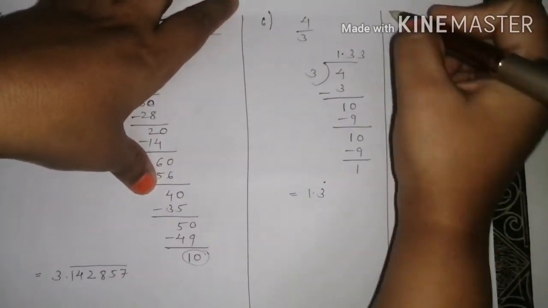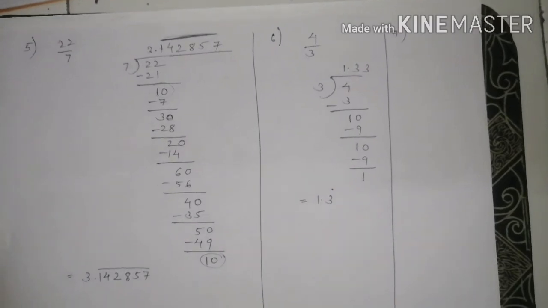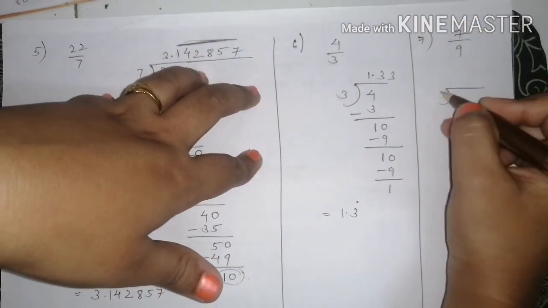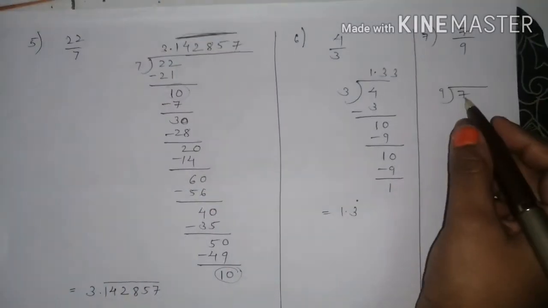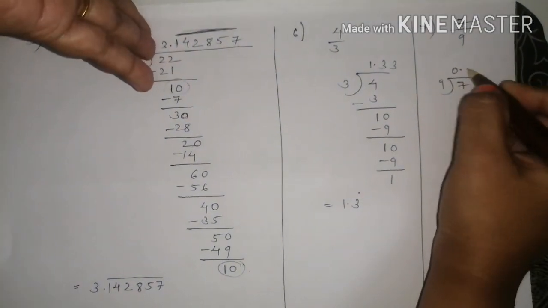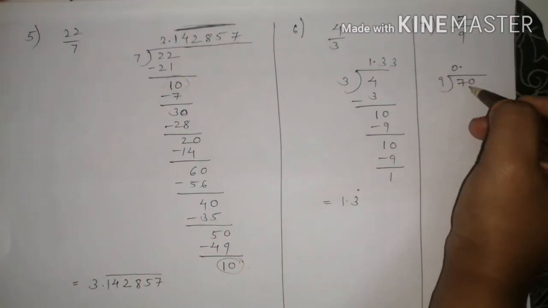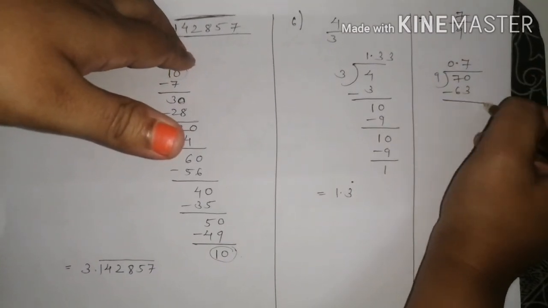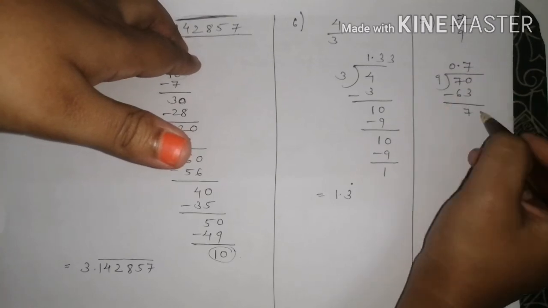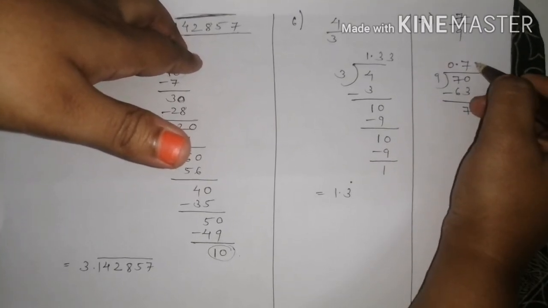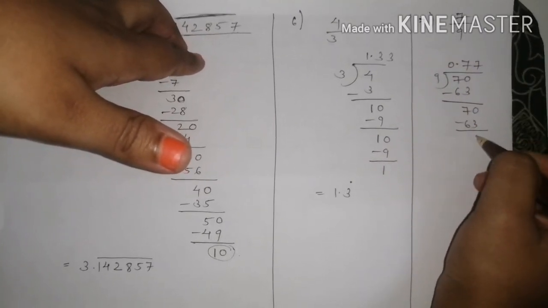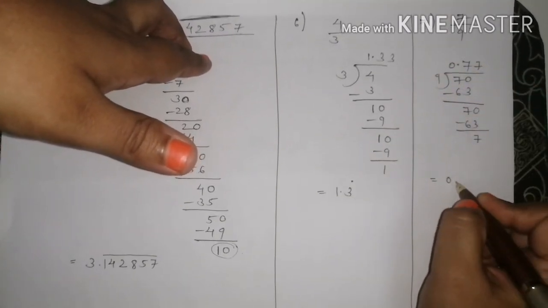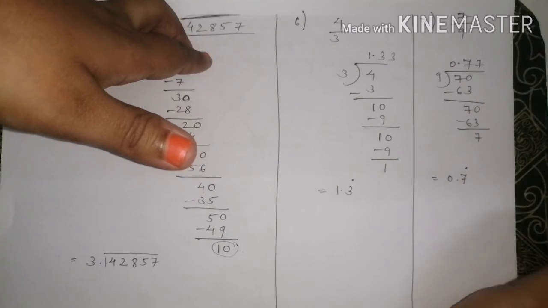The last one, the seventh sum. The seventh sum is 7 upon 9. So let's divide this. 9 will come outside, 7 will come inside. 7 is smaller, so we have to take 0 point and then put a 0 here. Less than 70 is 9 sevens are 63. 70 minus 63 will get 7. If you again take 0, again you have to take 9 sevens are 63. Again you will get 7. So this 7 is going to repeat. So the answer is 0.7 with a dot on the 7, because 7 is going to repeat.